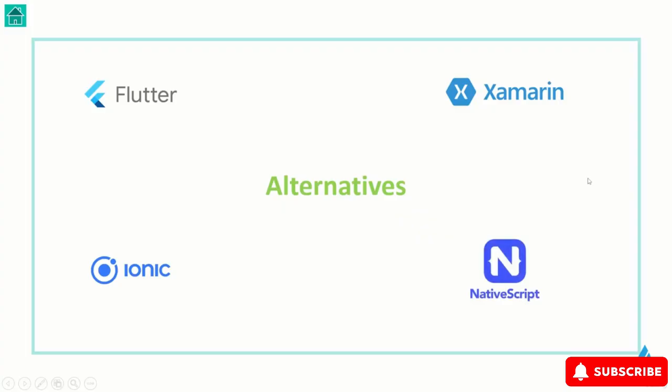Then we have NativeScript, which is an open source mobile application development framework that allows developers to build native mobile applications using JavaScript and TypeScript. It enables developers to write code once and use it across multiple platforms, including iOS and Android. Each of these frameworks has its own strengths and weaknesses, and developers should carefully evaluate their requirements and goals before choosing a framework. Okay, so that's pretty much it for this lecture on React Native alternatives, and now on to the next one.